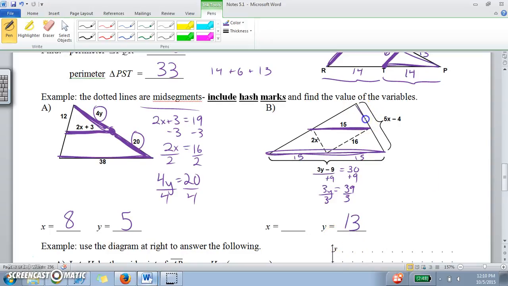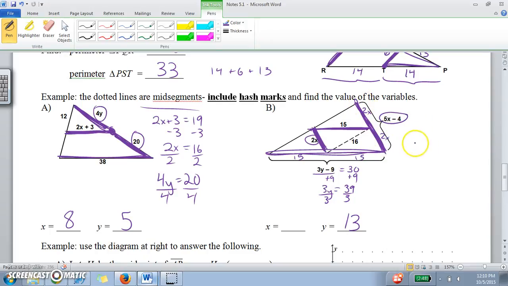For x, x is right here. So I've got this and this. So I've got a midsegment here, and I've got the side that it's parallel to. So the midsegment is equal to half of this piece, but it's hard to figure out what half of 5x minus 4 is. So instead, I can say, all right, well, I know that this has to be 2x and this has to be 2x because each half of this is going to be equal to the midsegment.